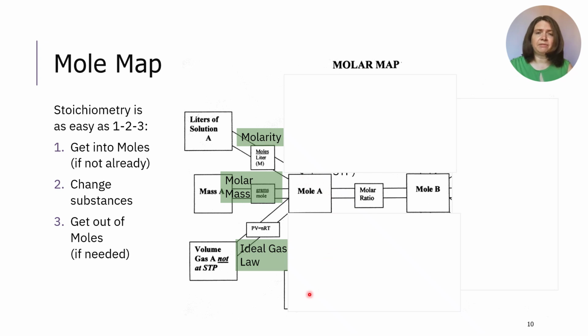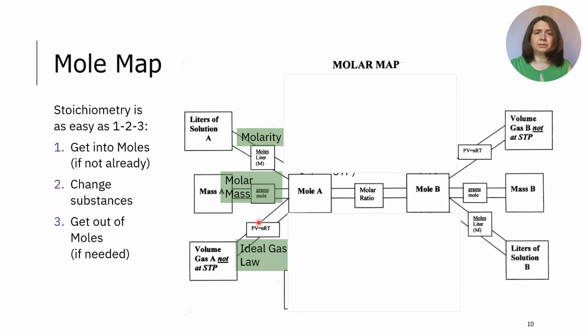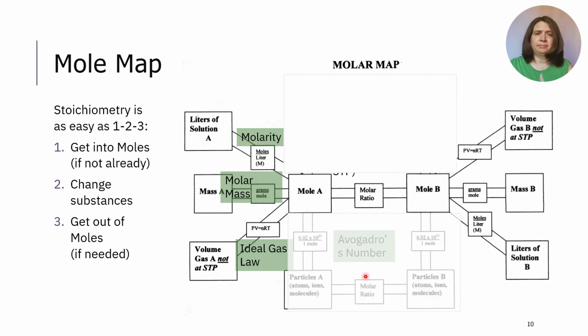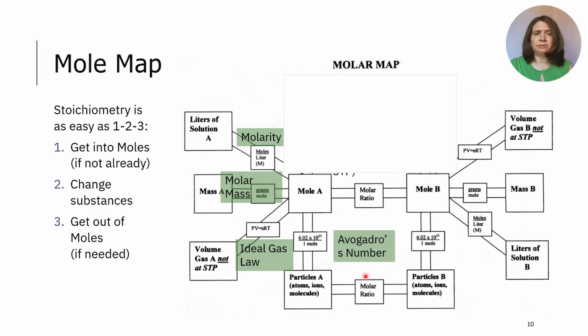And if you have the volume of a gas that is not at STP, you can use the ideal gas law, since the variable n in the equation PV equals nRT represents moles. These same conversion factors can be used in reverse to convert out of moles. We also learned about Avogadro's number, which relates moles to particles. Keep in mind that since a mole is simply a very large count of particles, we can apply the molar ratio directly to particles, just like we can moles.